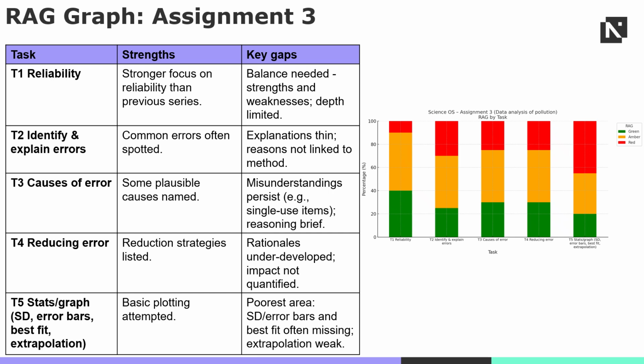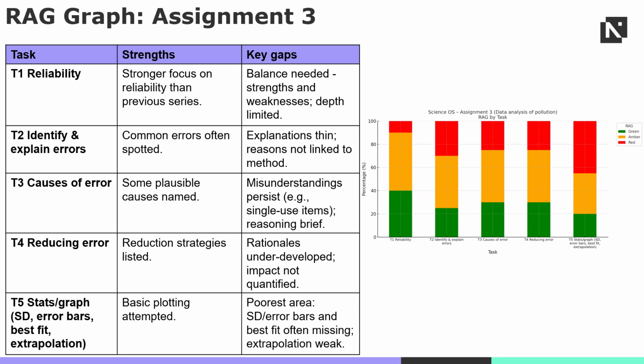What we're looking for is the student to pair each error with a because clause tied to the procedure. So reading taken before stabilization, because random error increases spread. For task 3, causes of error, causes were listed, human, instrument and environment, but reasoning was thin. Some misunderstandings persisted, for example, treating single-use items as reusable. So what we're really looking for is a plausible mechanism per cause and the direction of effect. Would it raise or lower the result?